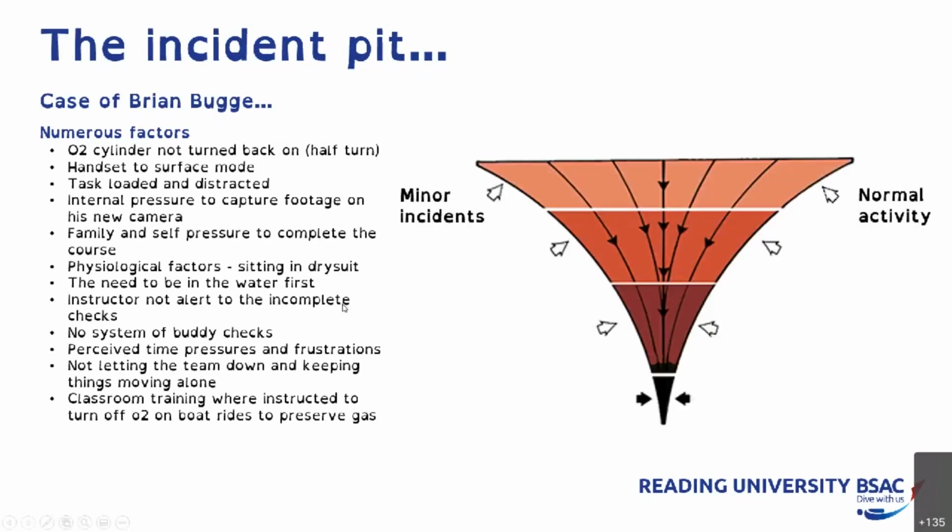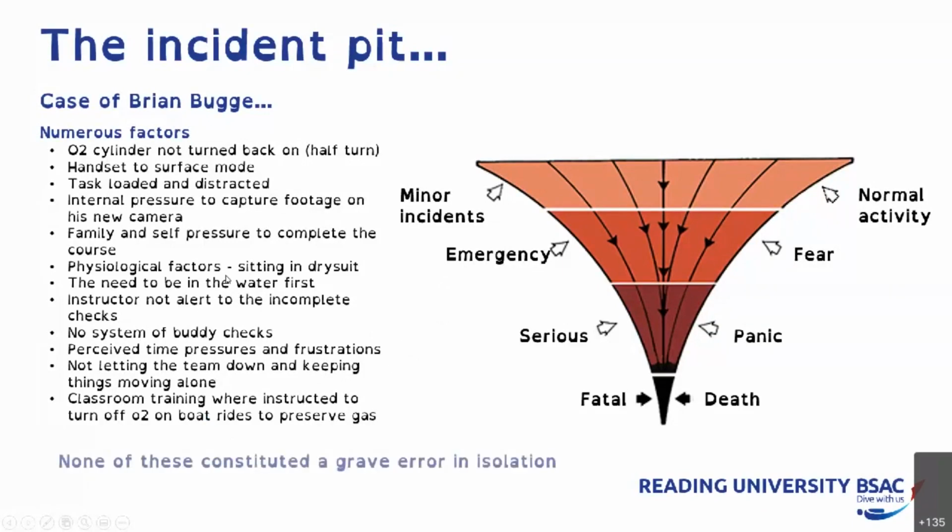Ultimately, all of these combined in the incident pit. They're all lots of small individual incidents, and as you combine them, they start to concatenate and impact on each other and become slightly more serious incidents. In the case of Brian, he rushed into the water. He had not set up his equipment correctly and he put extra pressures on himself. There were lots of frustrations that built up through the day. Ultimately, he got into the water and as he descended, he didn't have enough oxygen within his loop and he passed out and died. None of those errors constituted a grave error. All of them were resolvable, all of them could have been fixed, but when they were all combined together, they produced a fatality.